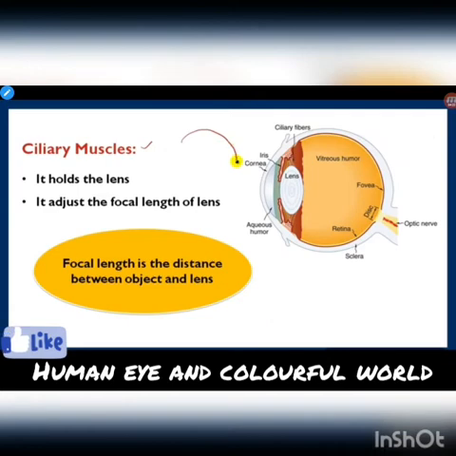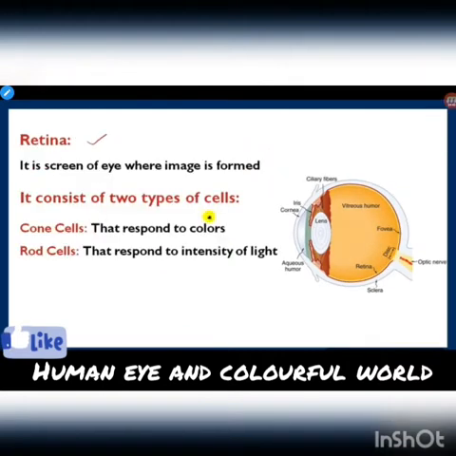Ciliary muscles hold the lens and adjust the focal length of the lens. What is focal length? Focal length is the distance between the object and the lens. In the previous chapter, you have learned about focal length. Now next is the retina.